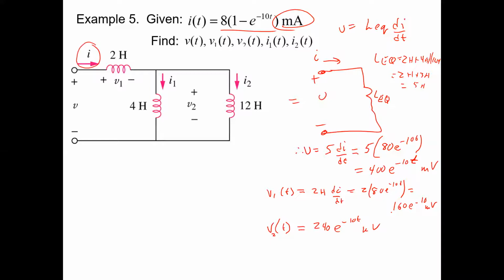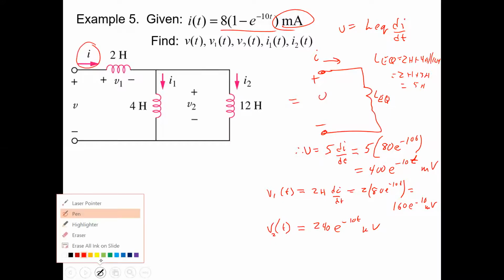And so we found V of t, V1 of t, V2 of t. What about I1 of t and I2 of t? If we know what V1 of t is, then I of t would be, we sort of have to integrate that, right? To go the other way, we'd have to say I of t is the integral of V1 of t. But the current divider equation can also be used in this case.